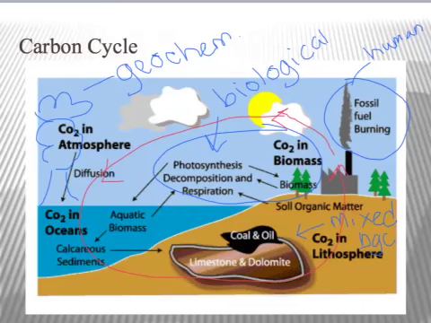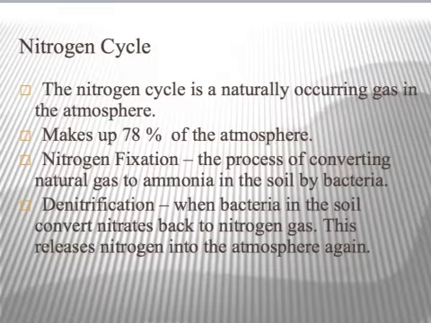All right, the second one that we're going to look at is the nitrogen cycle. Nitrogen is extremely important. Nitrogen is used by organisms to create amino acids, proteins, DNA, that type of thing. So it's important that we understand the nitrogen cycle because that is a big component as well. Nitrogen is a naturally occurring gas in the atmosphere and makes up 78% of the atmosphere. So it's a major component.